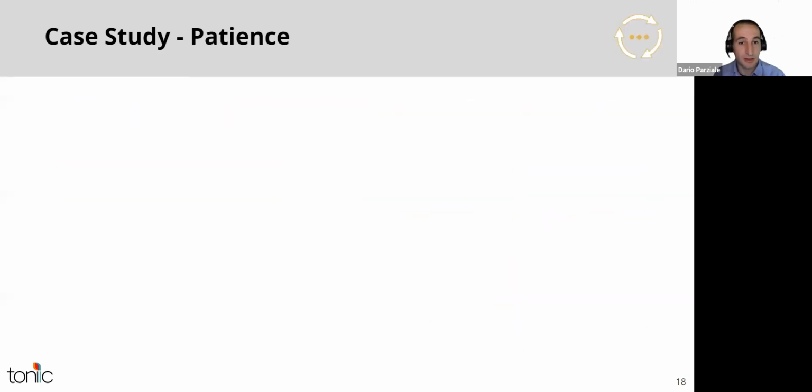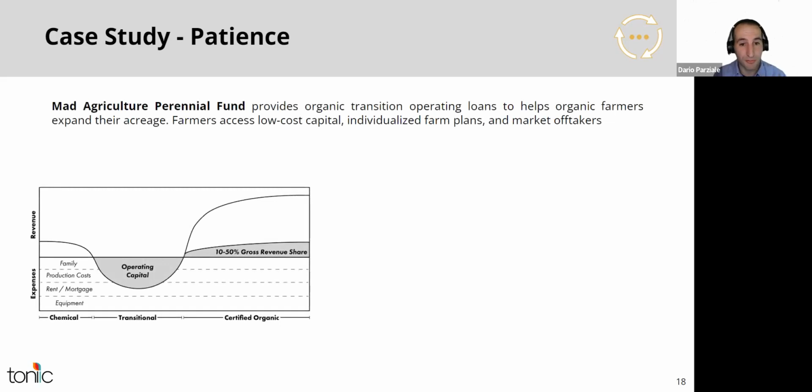The next 2 case studies are about patience, accepting a longer or especially uncertain time period before an exit. Med Agriculture Perennial Fund is a US fund providing organic transition operating loans to help farmers expand their acreage, and farmers through this low-cost capital can also access individualized farm plans and market offtakers.